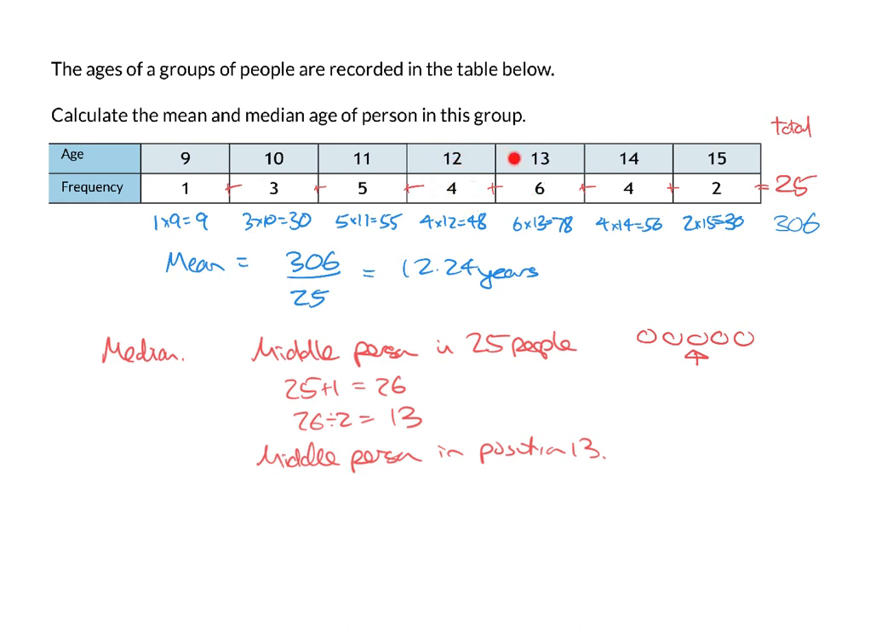The 14th person is 13 years old, but the 13th person is 12 years old. So my median is 12 years old. It's quite a tricky one to get your head around. Probably play the video back again. Just try it through to make sure you fully understand it. We're counting our way through to the middle person.